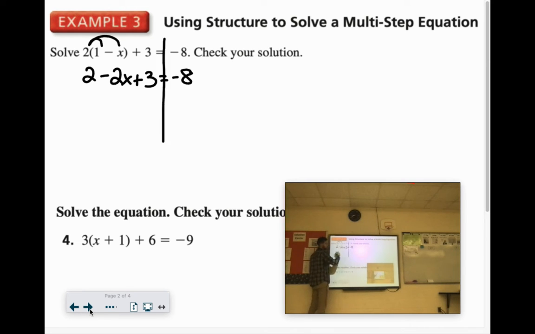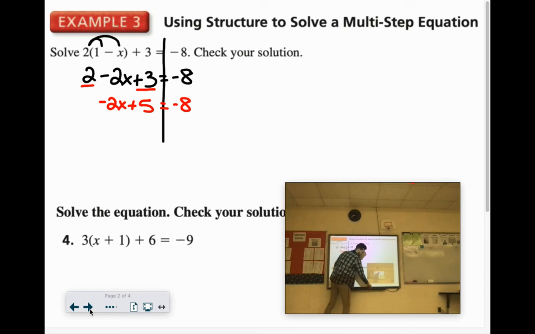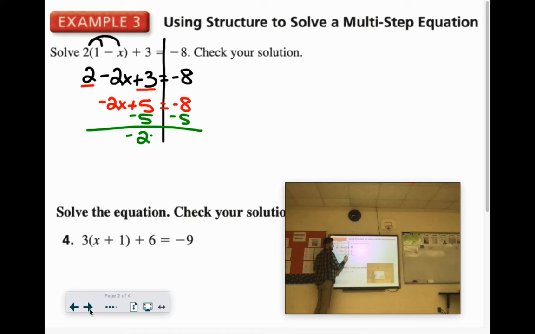And then it just becomes a problem just like the one before. Combine your like terms. 2 plus 3 is 5. So we have negative 2x plus 5 equals negative 8. You have to get rid of the plus 5 by subtracting 5. Negative 2x equals negative 13, and then we would have to divide out that negative 2. And we'll just leave it as a fraction. 13 halves, right? The two negatives cancel out.